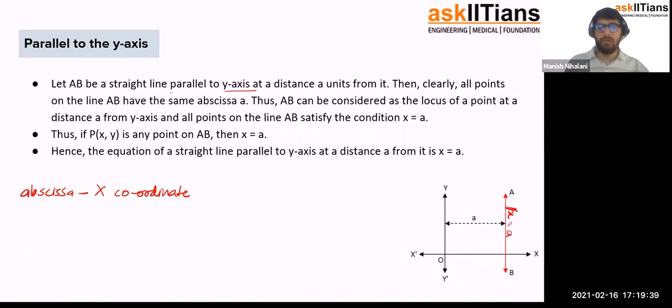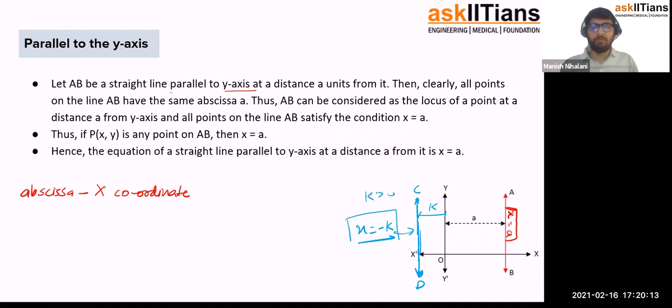See, because it is to the right of y-axis. If it would have been to the left of y-axis, again we would say very good, x is equal to minus a. If this would have been the line CD, so we would say to the left, let's say k units. So in that case, its equation would be x is equal to minus k, where again your k is just a positive number, right?